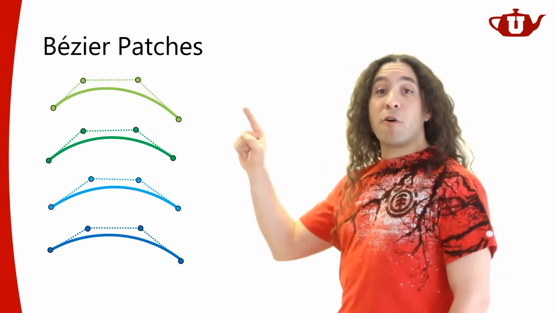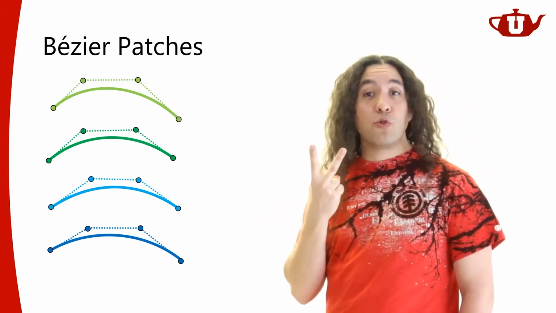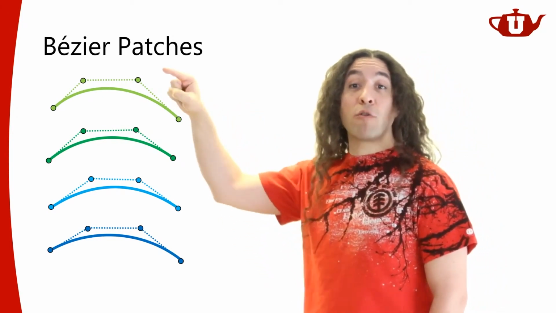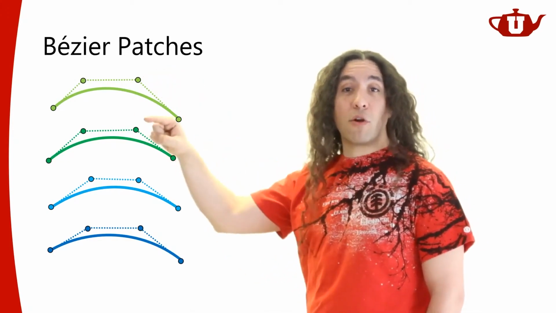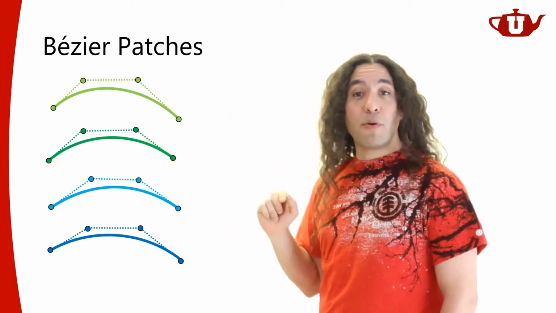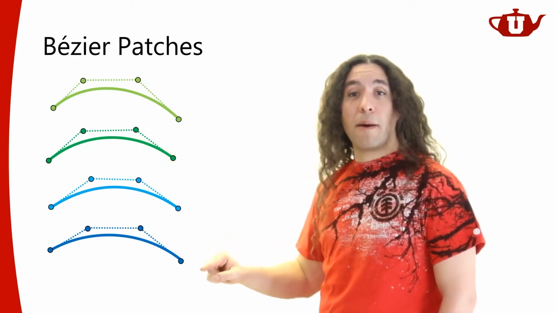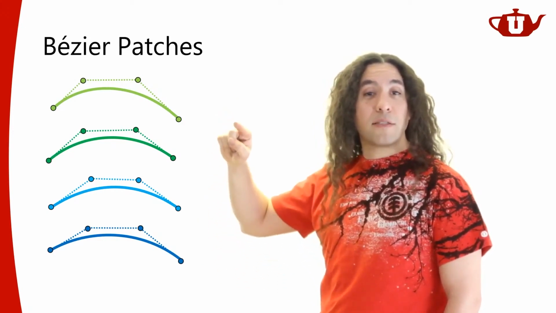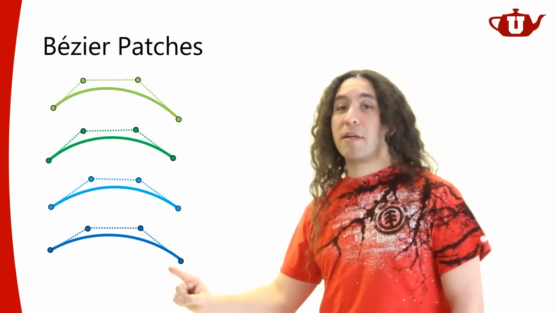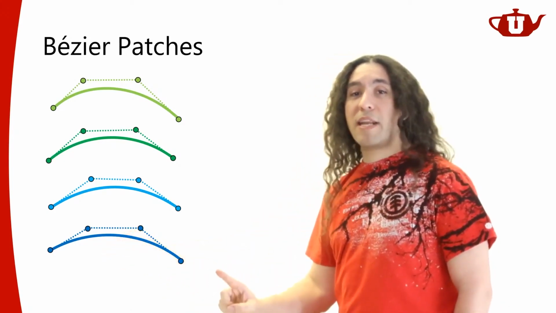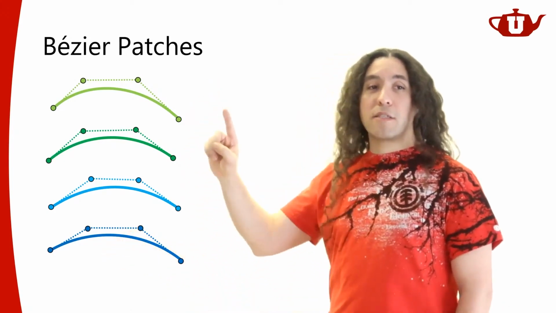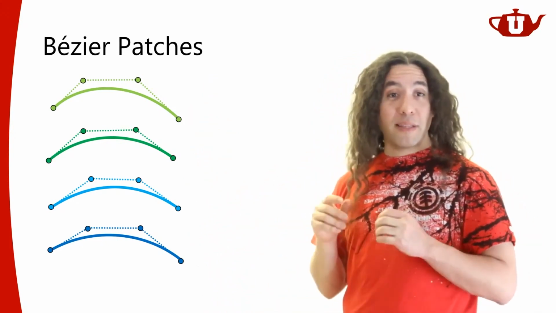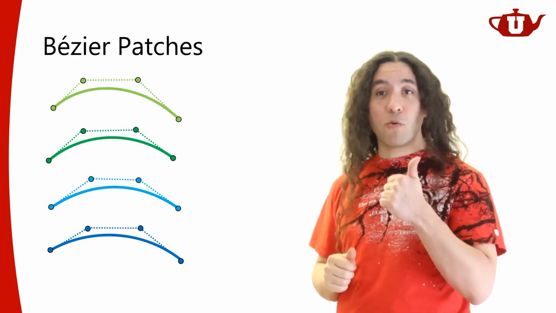Now, for generating a Bezier patch, I'm going to need 2 parameters. One parameter is going to tell me where I am along each one of these curves in this direction. The other parameter is going to tell me where I am between these 4 curves. So I'm going to have, let's say, a t parameter in this direction, and an s parameter in this direction. So there's going to be 2 parameters. Again, they're going to be parametric polynomials, but those parametric polynomials will have 2 parameters instead of 1.